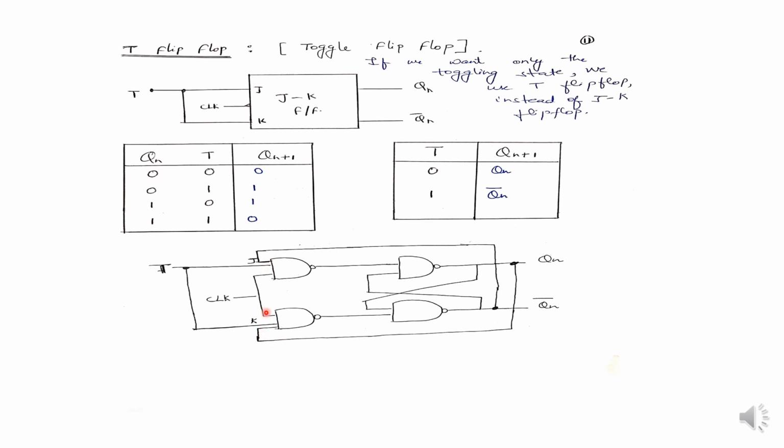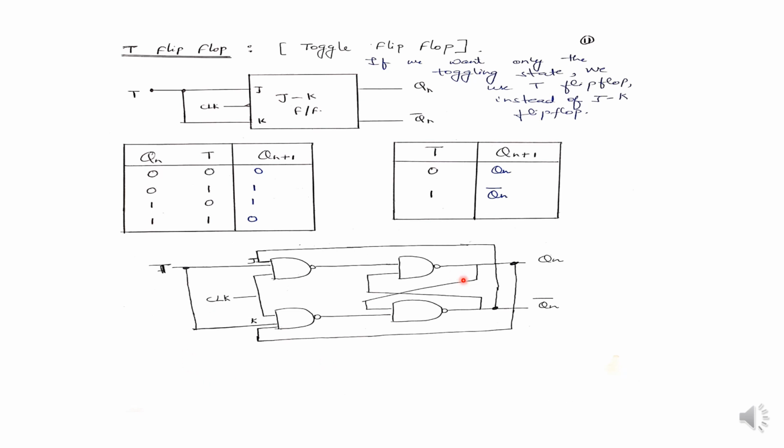Remember why the toggle flip-flop is used. It is not necessary to use the whole JK flip-flop if we just require the J equals 1 and K equals 1 condition. We will use the T flip-flop. Okay, so that is all about the toggle flip-flop.